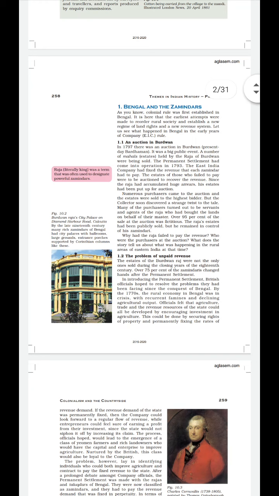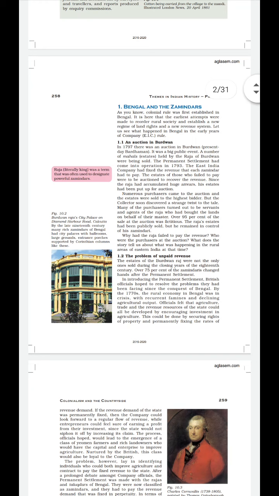Clear? Now why did the Jamindars default on payment? What was the reason behind that? The Jamindars could not pay the revenue on time. They used to fail to pay the revenue to the colonial government, and the unpaid balance used to increase day by day. Clear? The initial demand was very high, as it had been fixed by the company, and it was implemented in the 1790s.